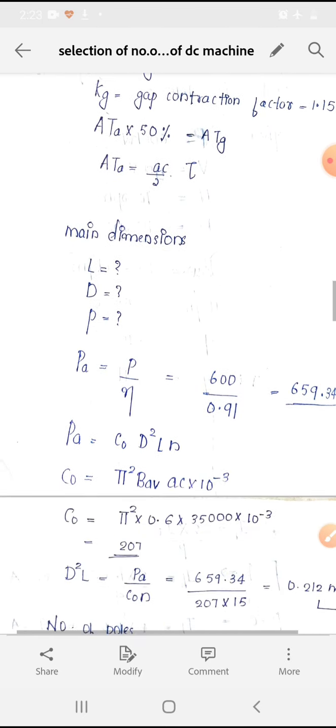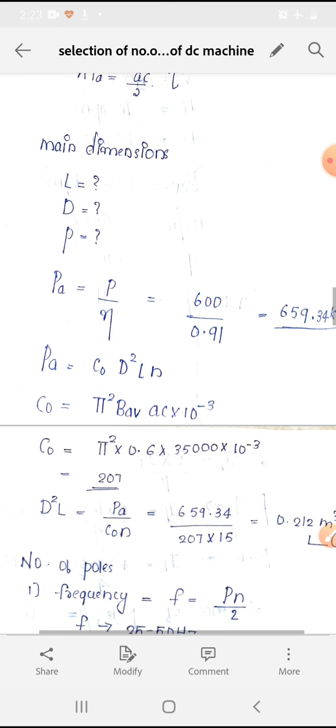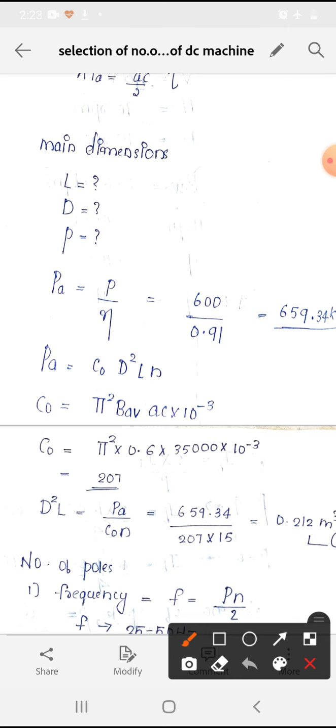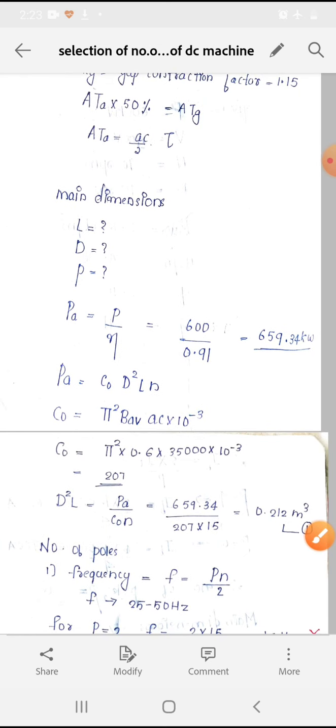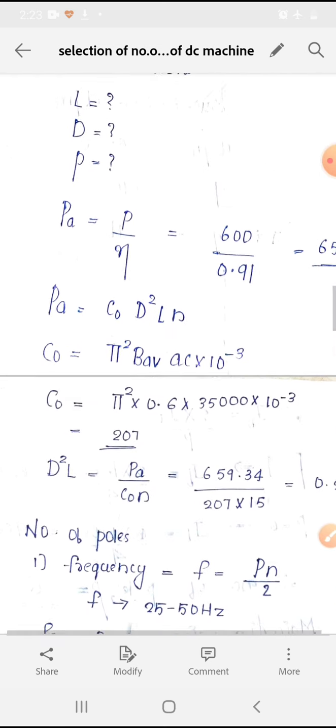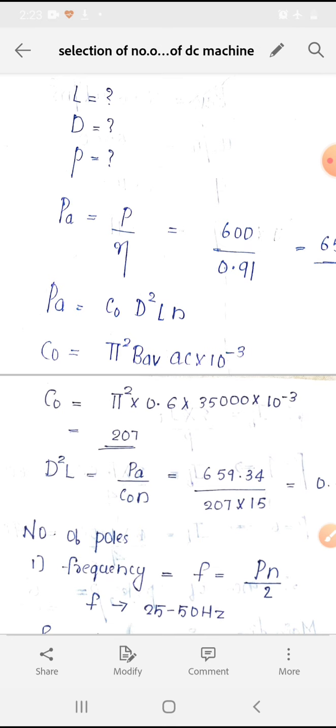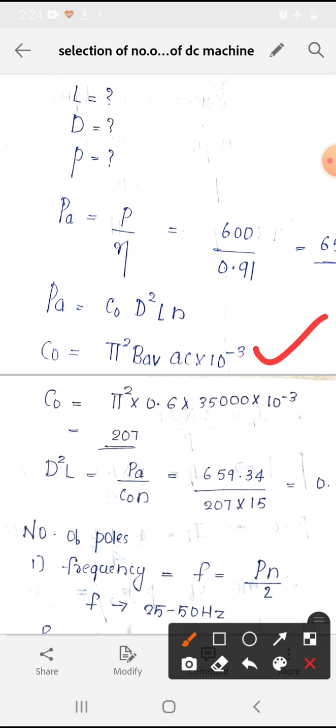So to find out the main dimensions, we know that in the case of generator PA is equal to P by efficiency. In the question P is given as 600 kilowatts and efficiency as 0.91. So we obtain PA as 659.34 kilowatts. And also we know the output equation as PA is equal to C0 D square L into N, and output coefficient C0 is equal to pi square BAV AC into 10 raised to minus 3. In the question BAV is given as 0.6 and ampere conductor per meter is given as 35,000. Substituting these values we obtain C0 as 207.